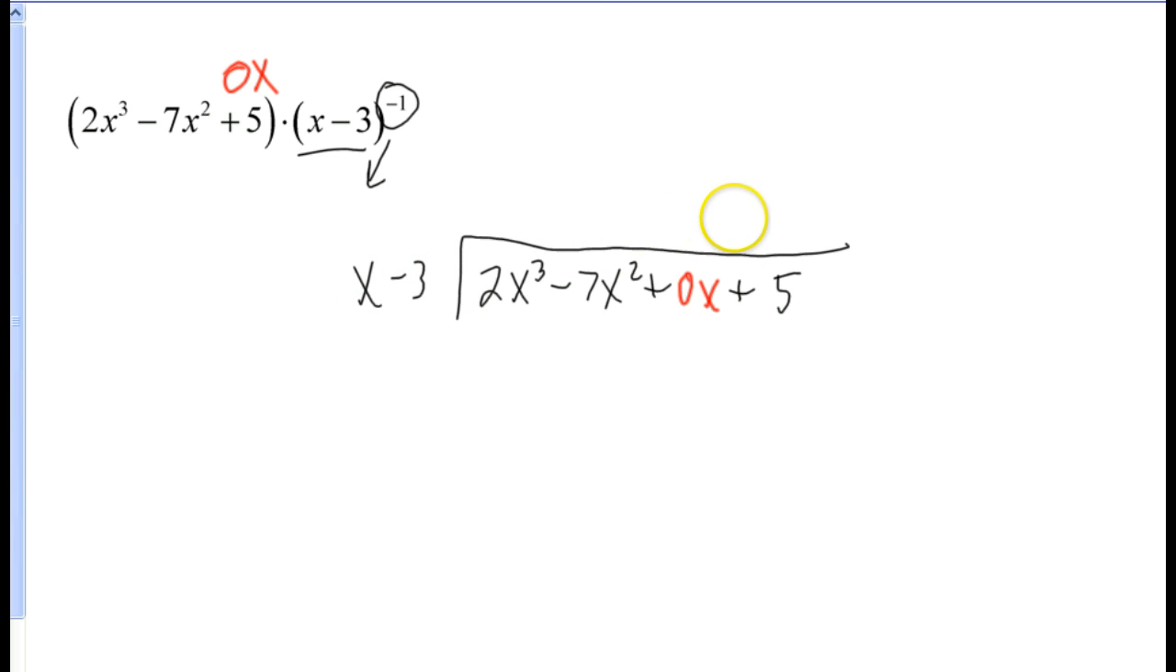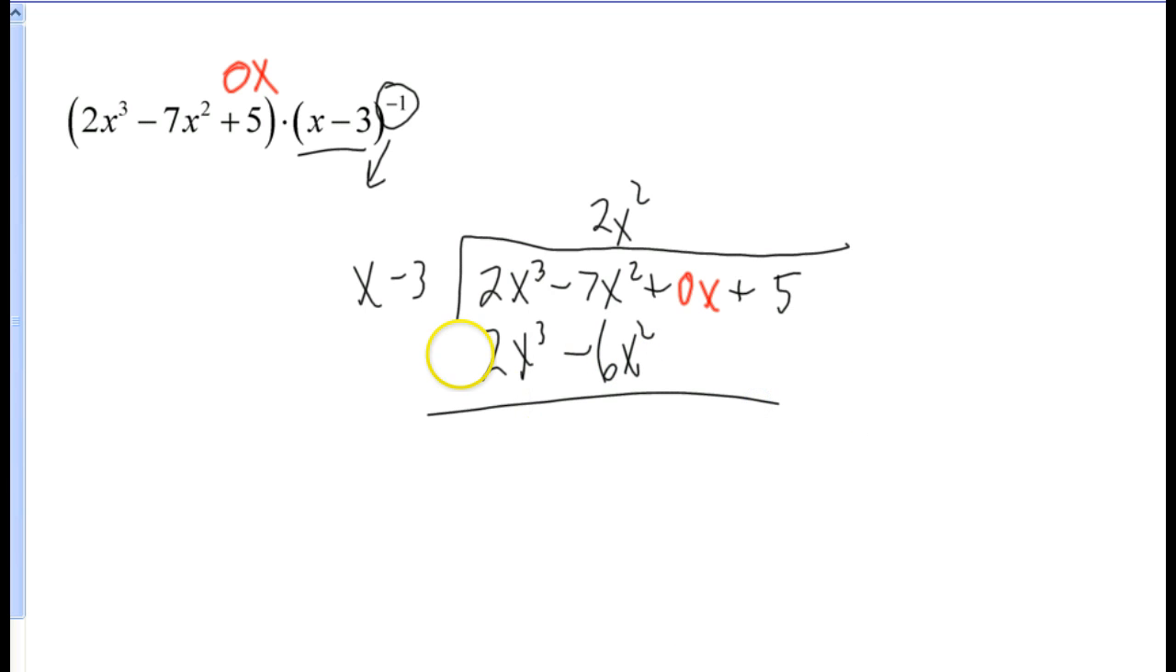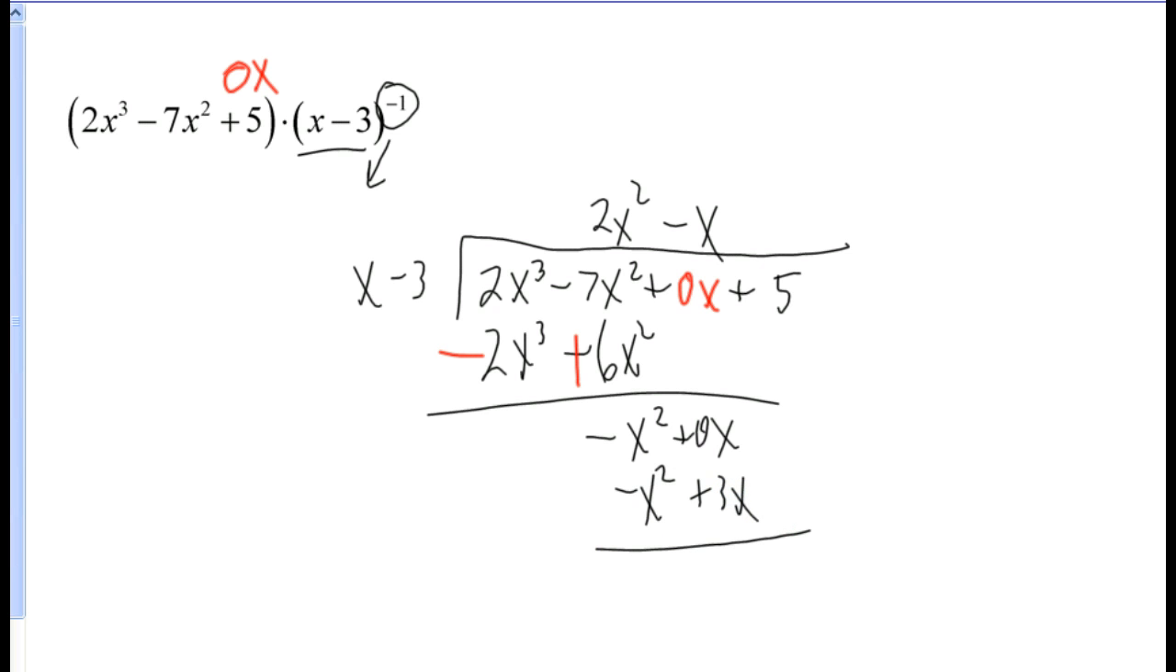So x times what is 2x to the third? That would be 2x squared. Multiply, put down here, minus 6x squared. We're going to subtract both of those. We get negative x squared plus 0x. Go ahead and bring down that next term. X times what is negative x squared minus x plus 3x. We're going to subtract both of those terms. And we get negative 3x plus 5.